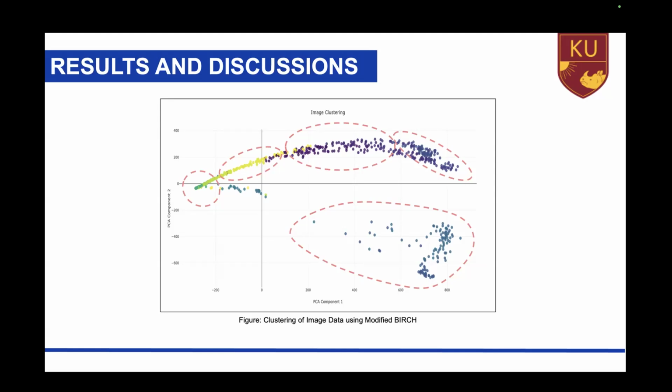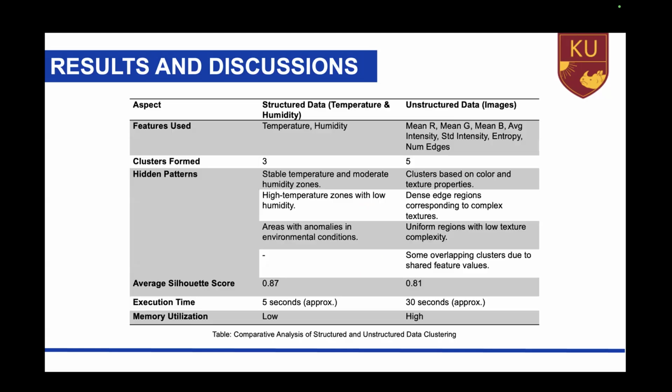So yes, there were a few overlappings in the data, and if you move ahead, based on the Silhouette scores, the scores were pretty good, 0.87 and 0.81. But the time taken for the unstructured image data was around 30 seconds, because there was an in-between process, the feature extraction from the existing pre-trained model, that's VGG16. The memory utilization was low for structured data and high for unstructured data. If the score moves towards 1, then it is considered good, and it is getting 0.87, so it is good.